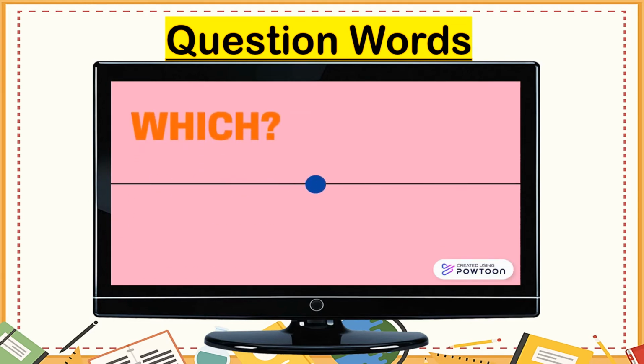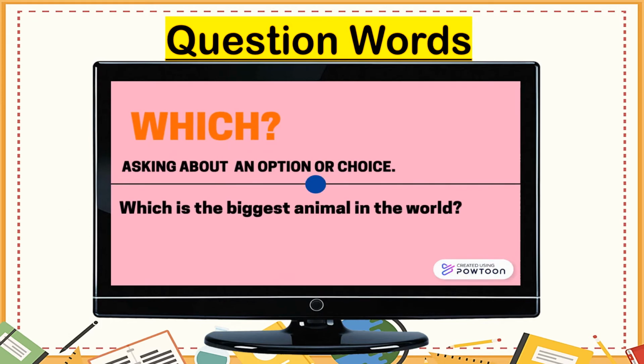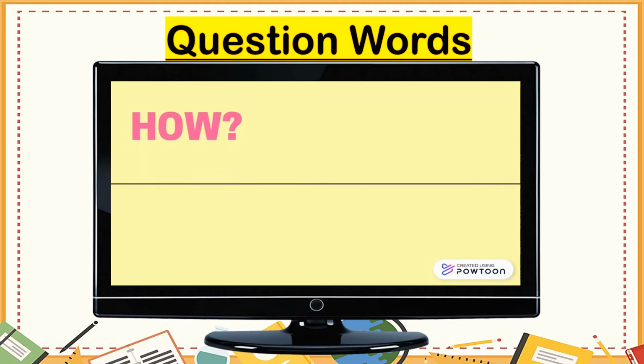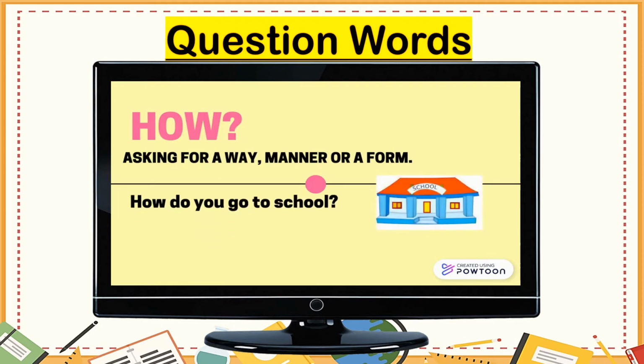We use which to ask about an option or choice. Which is the biggest animal in the world? The Antarctic blue whale. If you want to ask for a way, manner, or a form, you have to use how. How did you go to school? By bus.